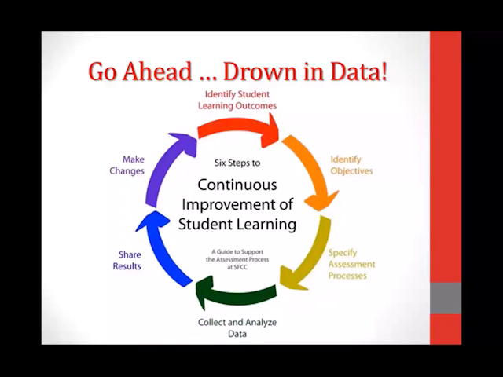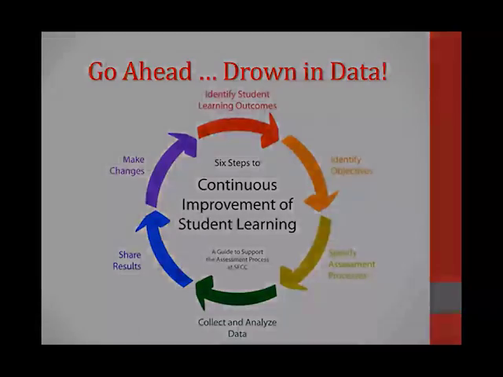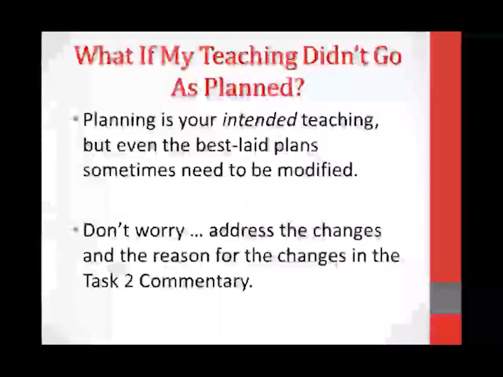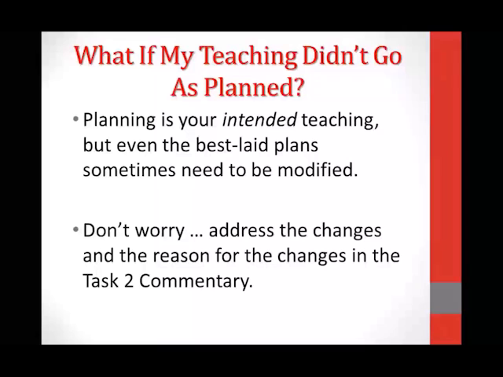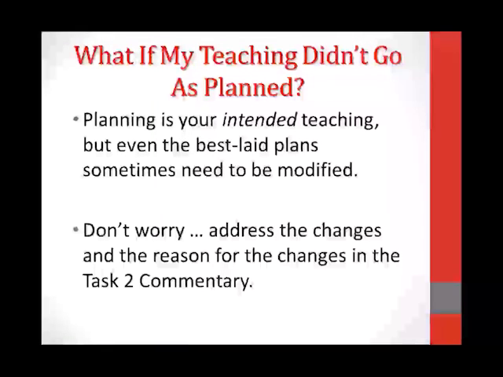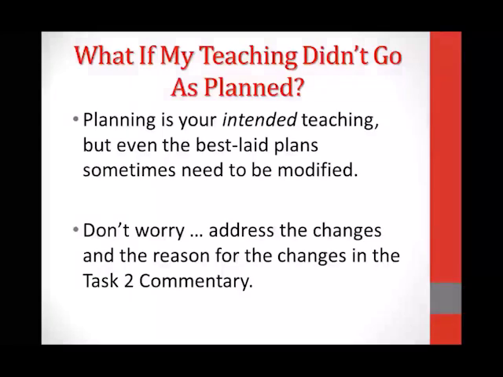Notice that this does not end. We begin again by identifying new student learning outcomes, objectives, and giving assessments. This is a process that continues cycling over and over throughout the lessons. Remember that planning is your intended teaching, and even the best laid plans sometimes need to be modified. If your formative assessment data suggests that you're not ready to move on and that your students need more exposure to the content that you are teaching, don't worry. Address the changes and the reason for the changes in Task 2.